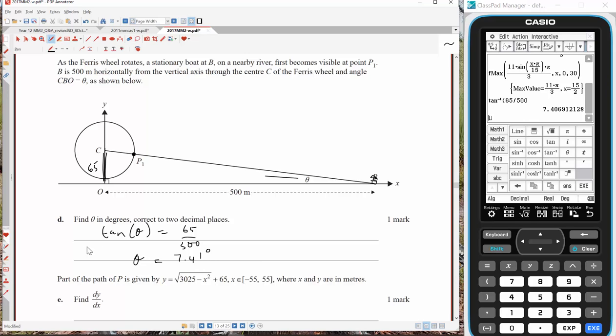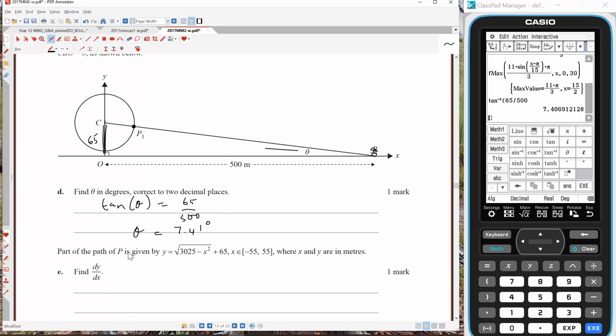7.41 degrees. Right, part of the path of P is given by this function here, and if you don't recognize it, that's actually a circle. Well, it's not a circle, it's actually a half circle. So remember, the general form of a circle is y squared plus x squared equals r squared.